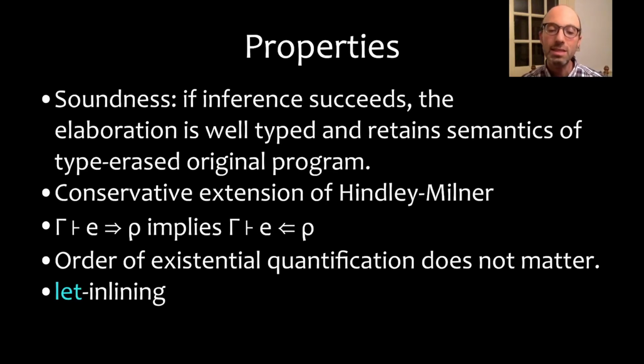This algorithm in this language has some nice properties. If the inference algorithm succeeds, we're guaranteed that the elaborated program is well typed and that it retains the semantics of the original program if we just erase all of our types. This algorithm is a conservative extension of Hindley-Milner, meaning all of our old programs continue to type check. It's a bidirectional algorithm, and when we infer a type, that same type can be used in checking mode. This means we can add annotations without affecting typability. We also have some nice properties that we can refactor our programs, reordering existential quantification and doing let inlining without disrupting typability.